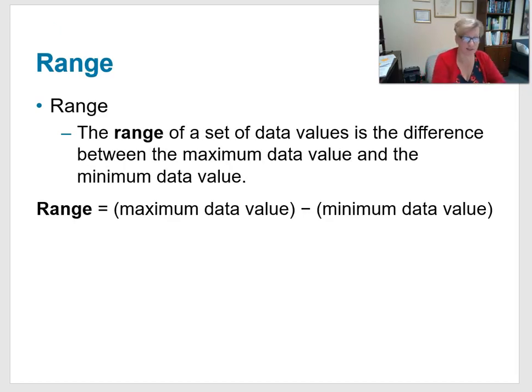All right, let's start with the range. This is the easiest one, so we'll start with this one. The range is just the difference between the maximum and the minimum data values in our set. So very simple, just subtract them. And that just tells us the spread of our data from the highest to the lowest.